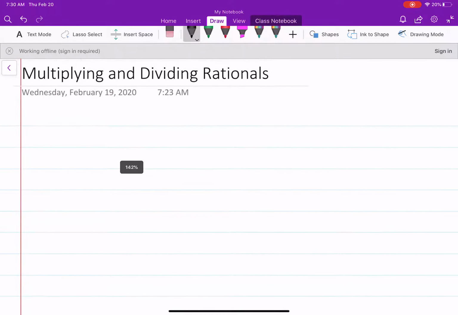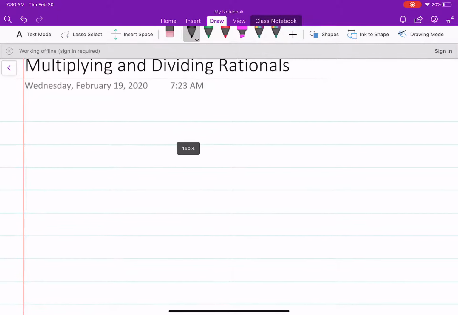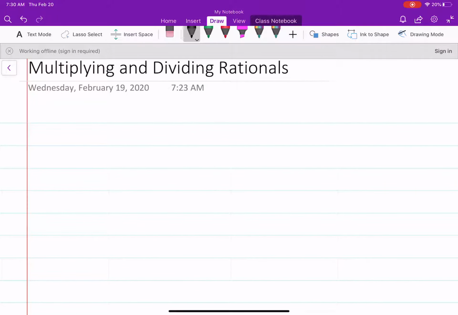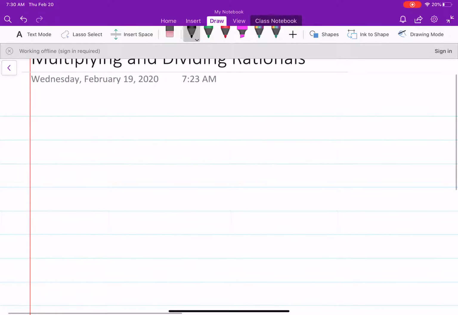Alright guys, let's talk about multiplying and dividing rationals. First off, you guys know how to multiply and divide rationals, or fractions I should say. So don't forget, rationals just means fractions.